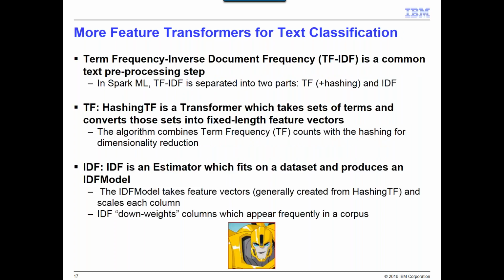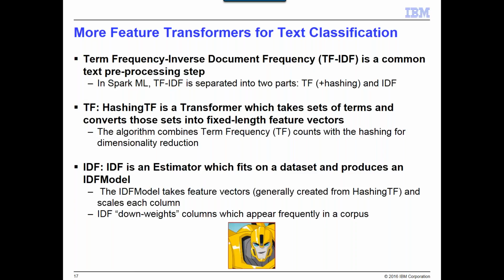So a few other transformers. One is called inverse document frequency. Actually, term frequency-inverse document frequency, there are two parts. The first part is called hashing TF. In hashing TF, we're basically going to hash the words, in this case, to a fixed number of hashed values. So what this allows us to do is, again, limit the number of features that we're going to analyze. And then the second one is called inverse document frequency.